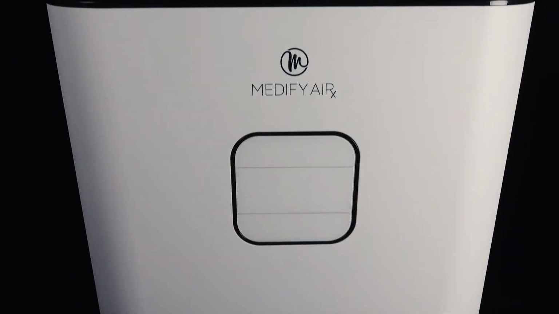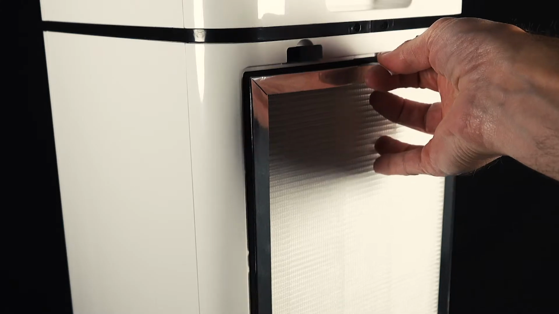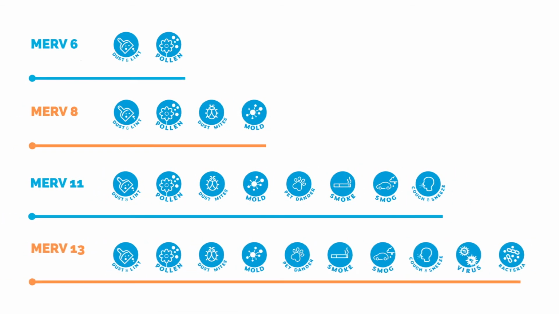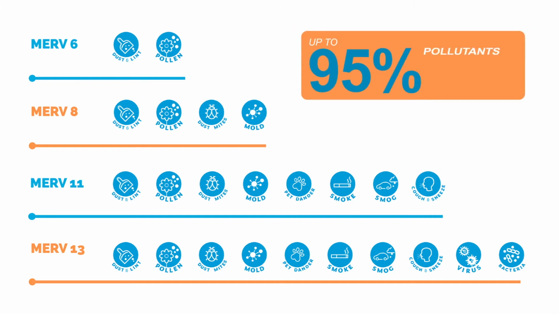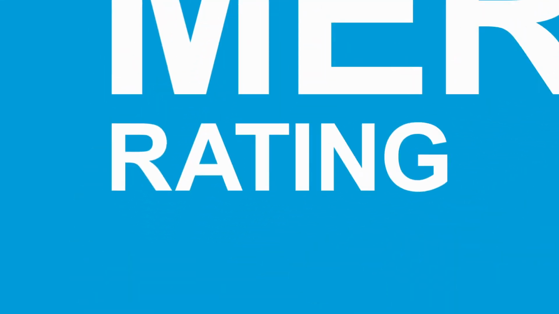Air purifiers are an excellent portable option for maintaining clean air inside a building. Many air purifiers are rated on the MERV scale, based on the pollutants that the filter can remove from the air. The highest MERV rating can remove 95%. HEPA filters, on the other hand, exceed the highest MERV rating and remove 99.9% of pollutants from the air.